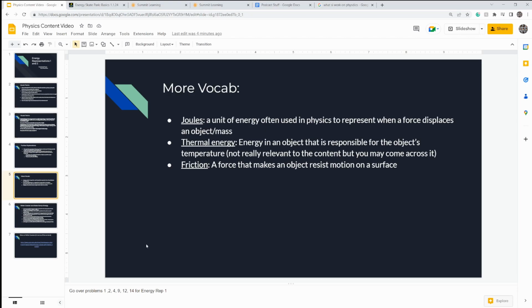So friction is a force that makes an object resist motion on a surface. Think of sandpaper, which has a lot of friction, because when you rub it on a surface, you feel like the two surfaces are sliding together, and it's resisting the sandpaper. So that's why it feels really rough.